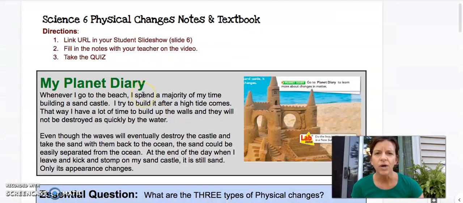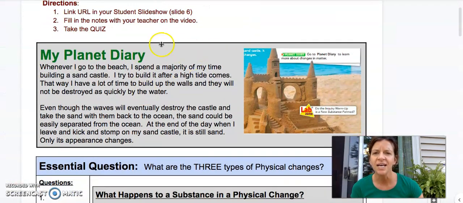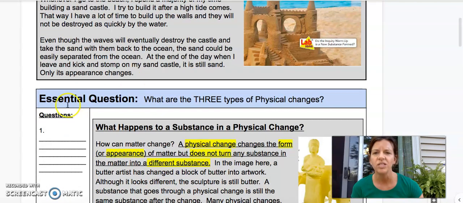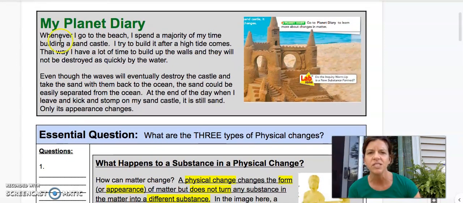Now, let's go through our notes. So every time you see a box in gray, that's from your textbook, okay? And then when we get to the essential question and things, those are going to be your notes. So I'm going to start by reading my planet diary.